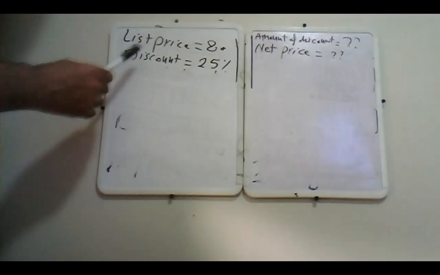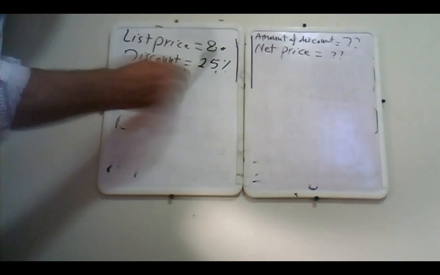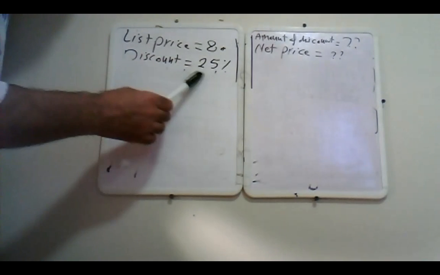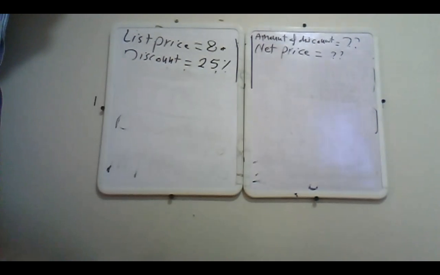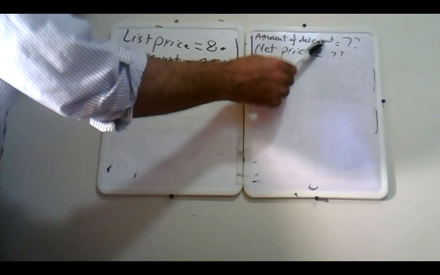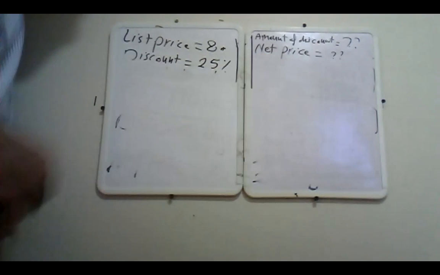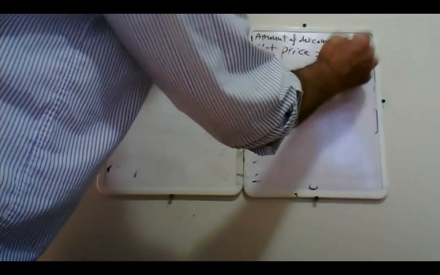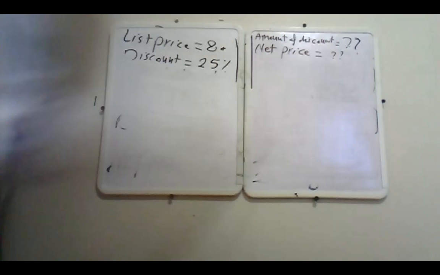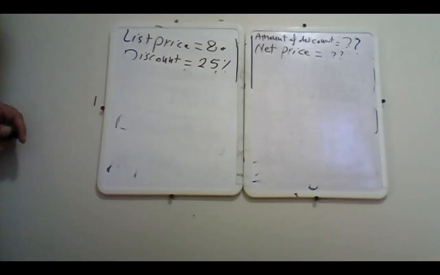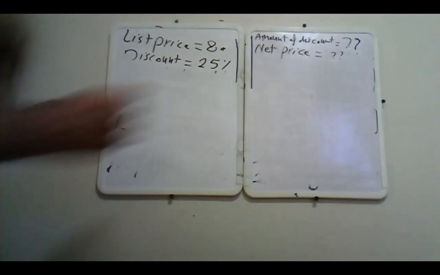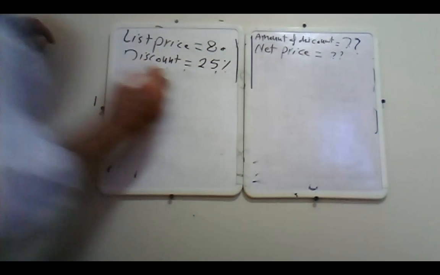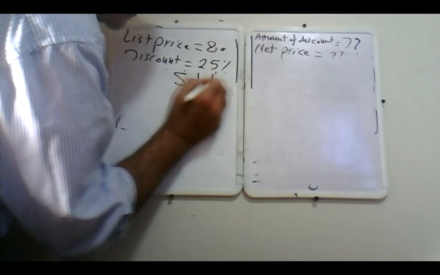So now, like you see here, the list price is $80 and the discount rate is 25%. I want to know the amount of discount, which is unknown, and the net price is also unknown. I don't know it. So let's first write the solution.